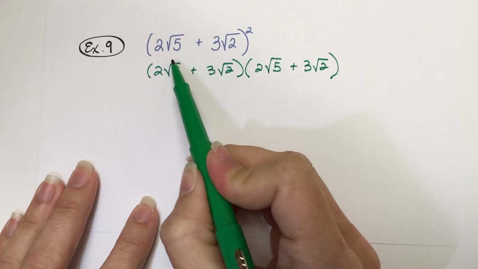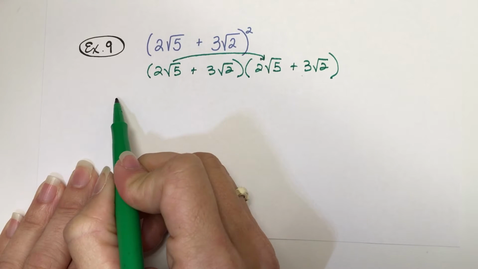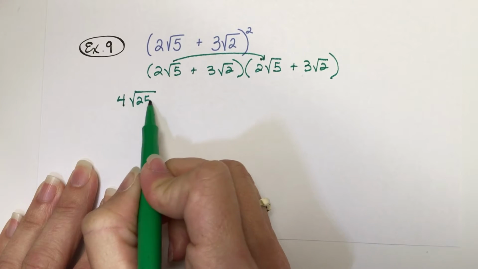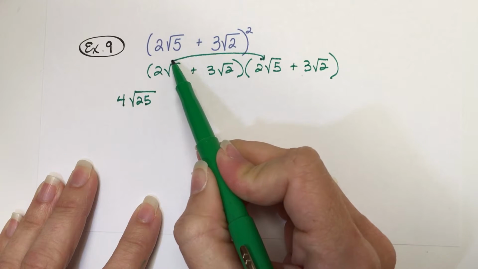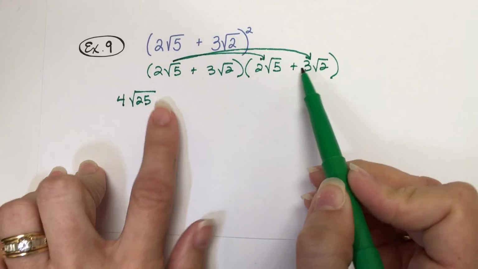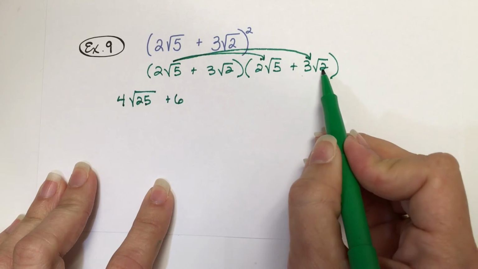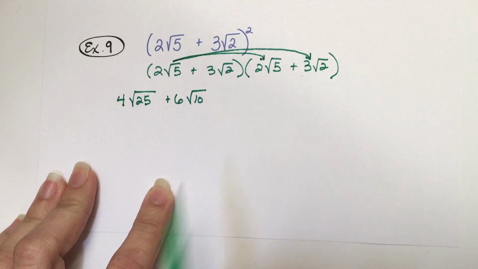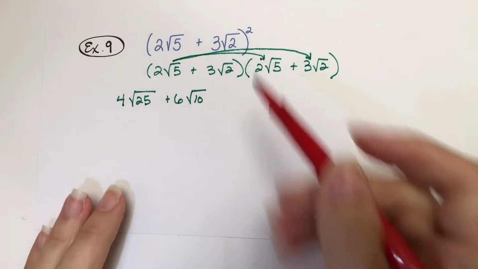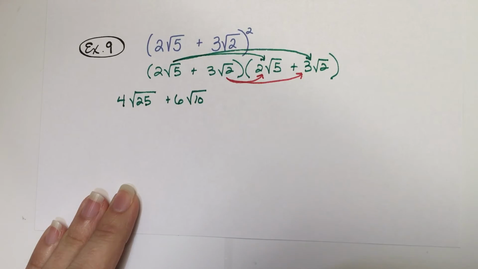Alright, so you start with 2 square root 5 times 2 square root 5. So the 2 times 2 is 4. Square root 5 times square root 5 is square root 25. Now do the 2 square root 5 times the 3 square root 2. So the 2 times the 3 is 6. The square root 5 times the square root 2 is square root 10. Okay, so now do the next 2 steps. That would be this times this, and this times this.